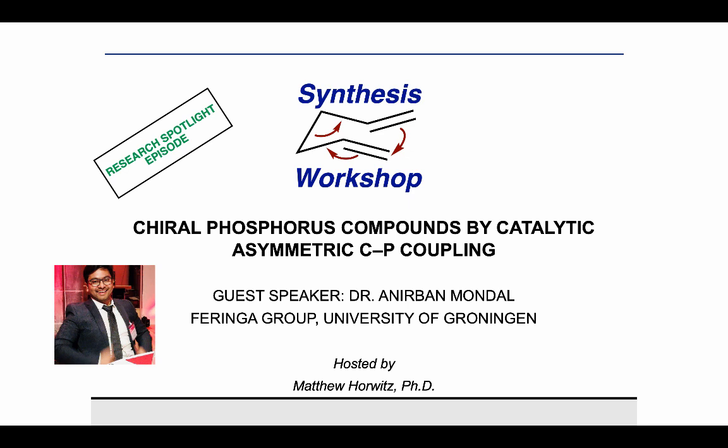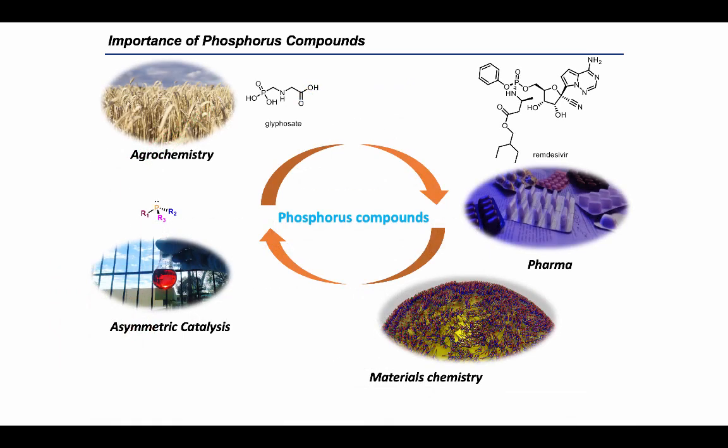Today, I'd like to talk about the synthesis of chiral phosphines using an unexplored stereoselective CP cross-coupling reaction. In modern society, phosphorus compounds with a unique chirality due to the presence of a P stereocenter play an important role, including in the use of agrochemicals for food supply, as a drug for the treatment of diseases, in the synthesis of high-performance materials, and especially as a chiral ligand in asymmetric catalysis.